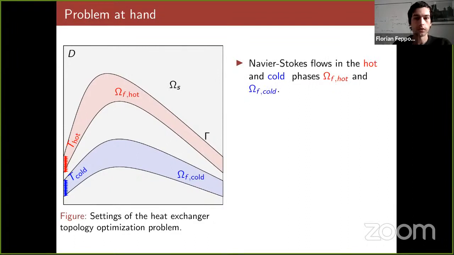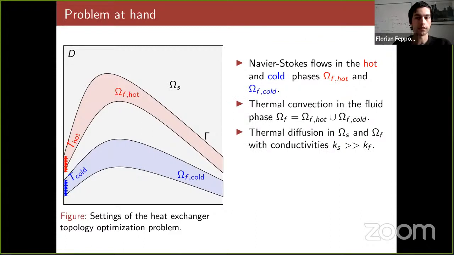So we consider Navier-Stokes flows in the hot and cold phase. We consider thermal convection in the fluid phases, so there is transport of heat, and there is also thermal diffusion in both the fluid phases and the solid phase. And as is the case in physical systems, the conductivity of the solid is much greater than the conductivity in the fluid phase. So Ks is greater than Kf, and it has some importance in the final design that we obtain.